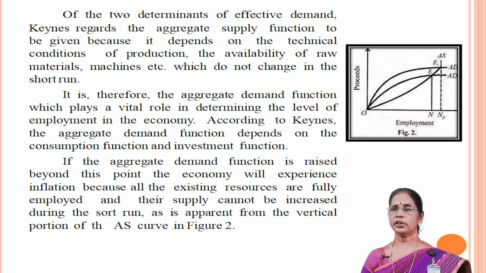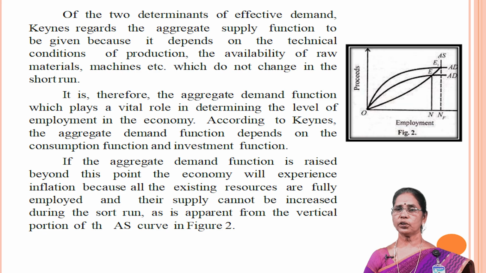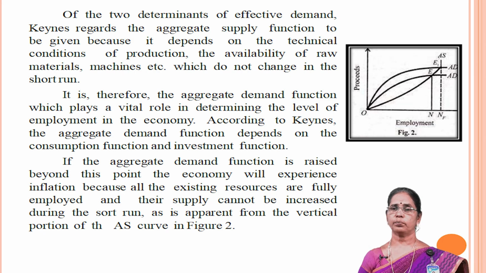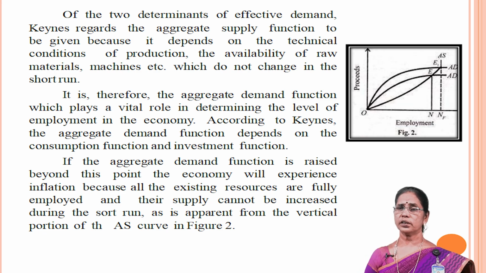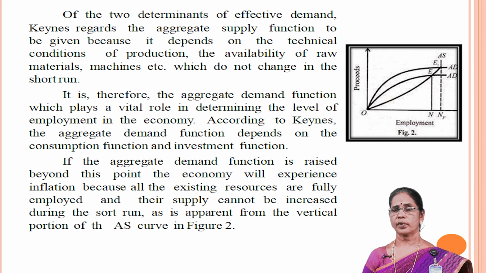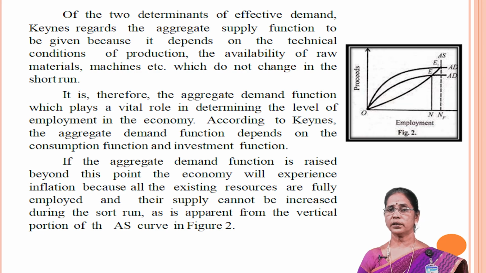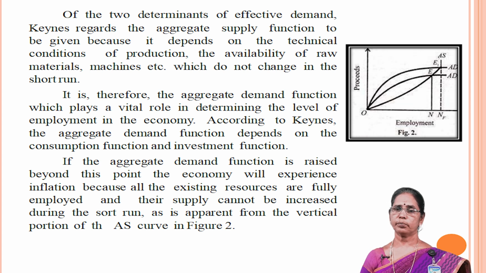Of the two determinants of effective demand, Keynes regards the aggregate supply function as given because it depends on the technical condition of production, the availability of raw materials, machines, etc., which do not change in the short run. It is therefore the aggregate demand function which plays a vital role in determining the level of employment in the economy. According to Keynes, the aggregate demand function depends on the consumption function and investment function.